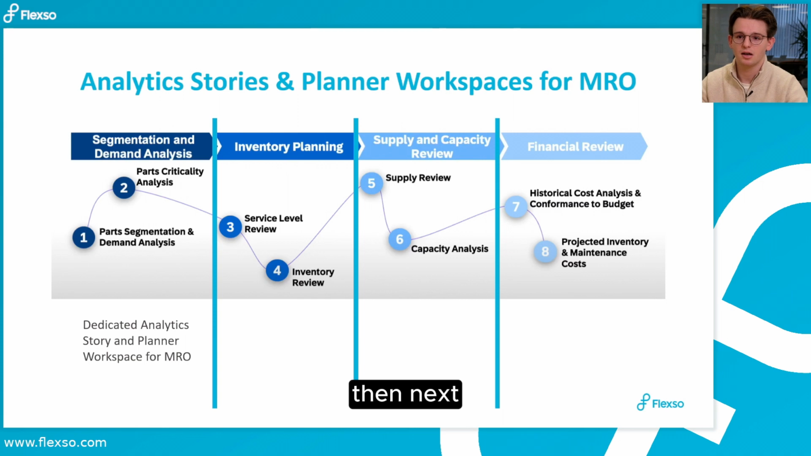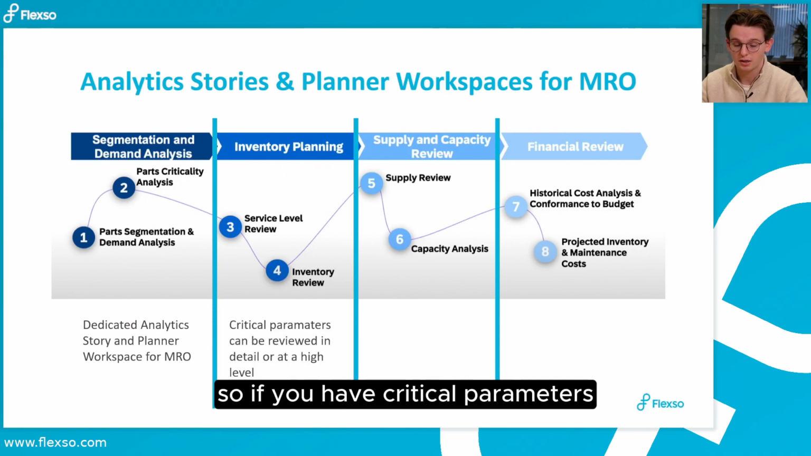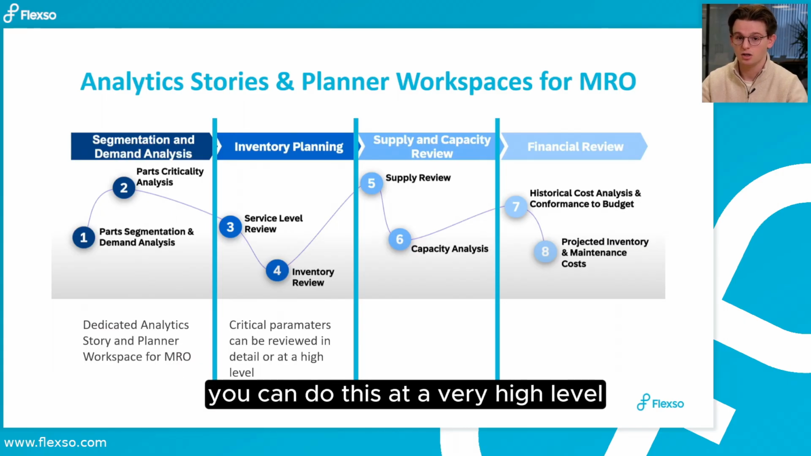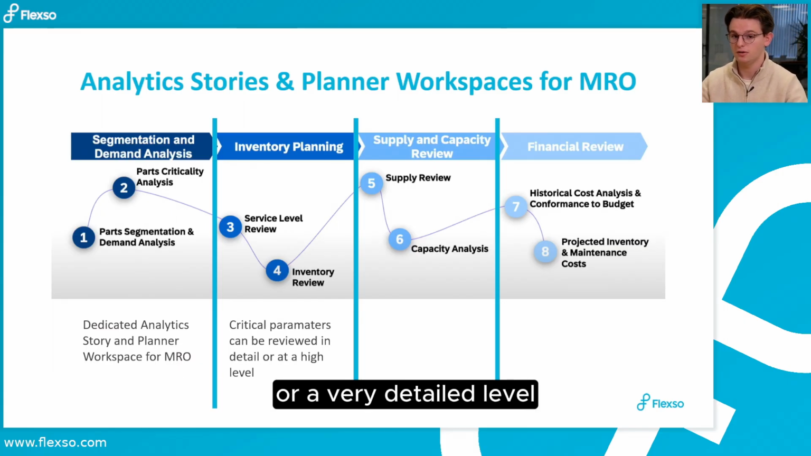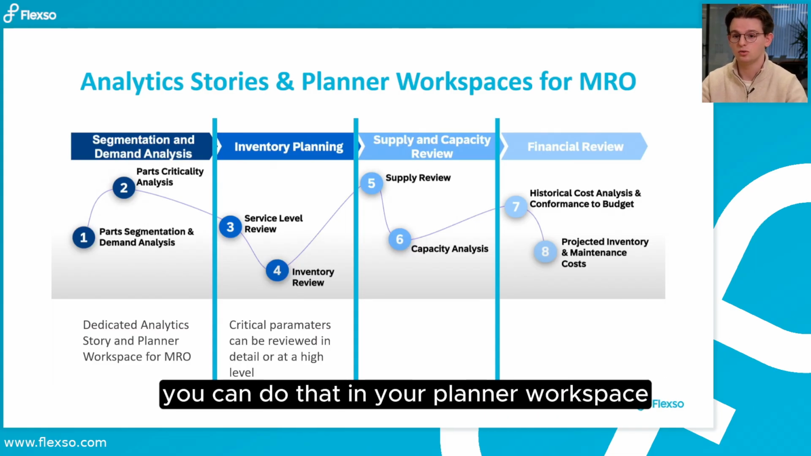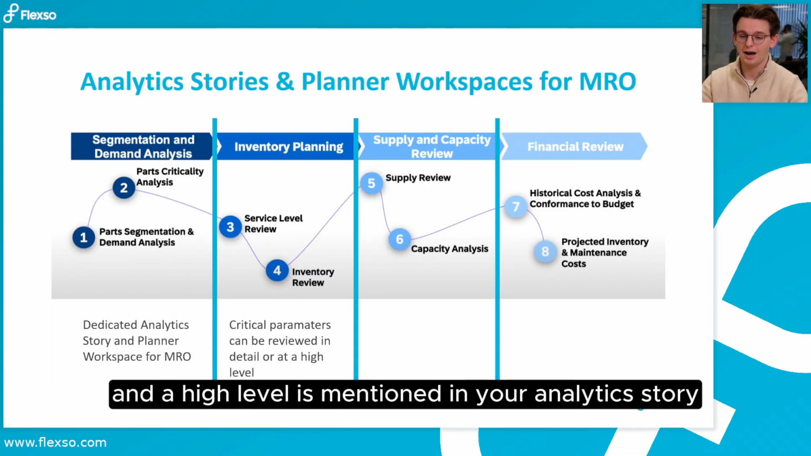Then next, they have done the same thing for inventory planning. So if you have critical parameters like your safety stock or your inventory levels that you want to check, you can do this at a very high level or a very detailed level. If you want to check out for a specific product or a specific location, you can do that in your planner workspace, and a high level is mentioned in your analytics story.